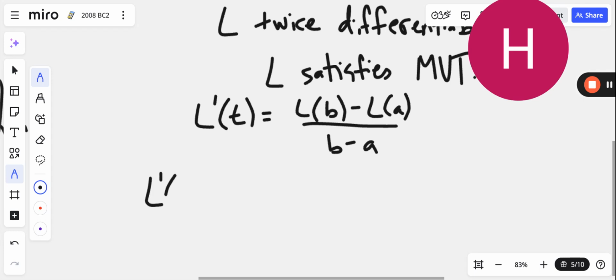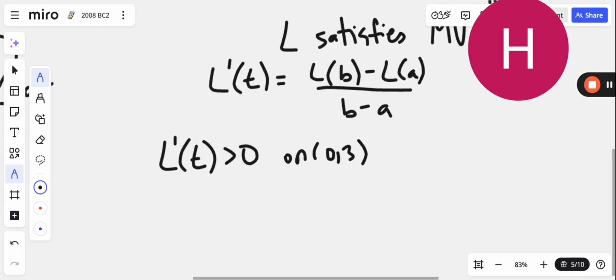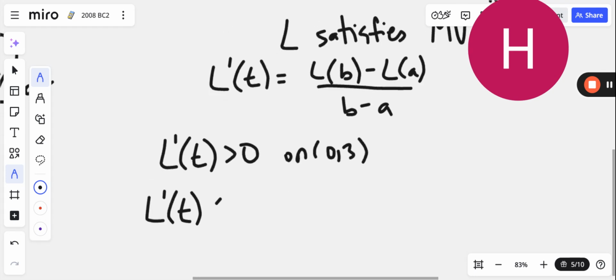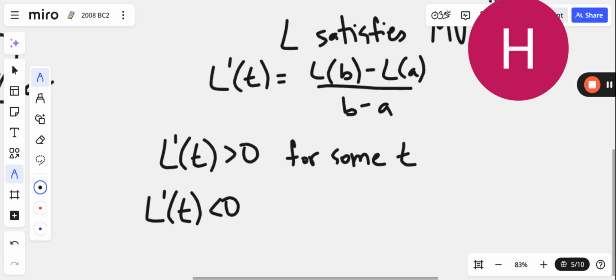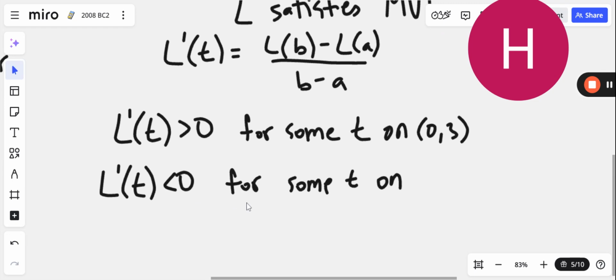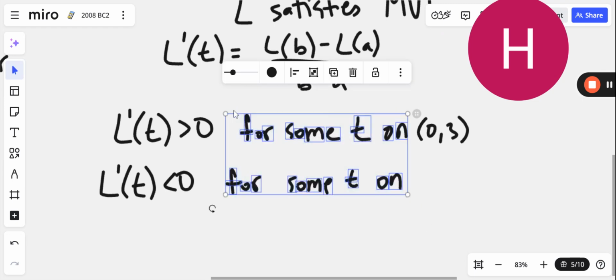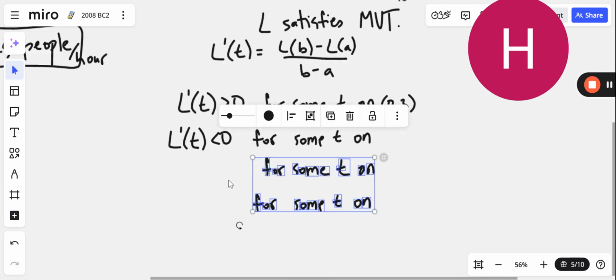We can say that L prime of t is positive for some t on the interval from 0 to 3. And then we know it's negative for some t. What I'm going to do is copy and paste this because we have several intervals where this happens. Let's duplicate that. Bam! Power technology.